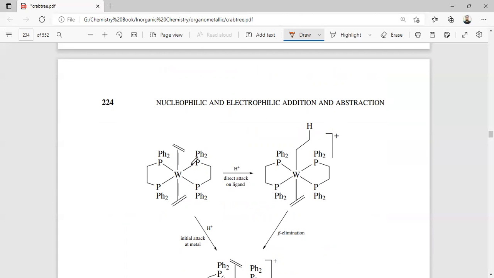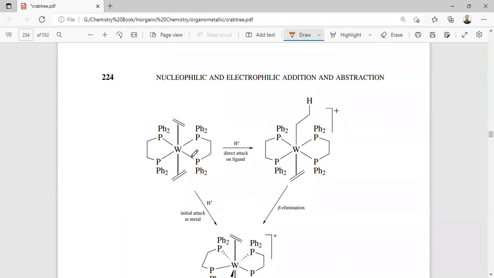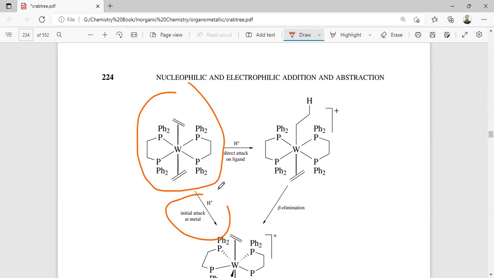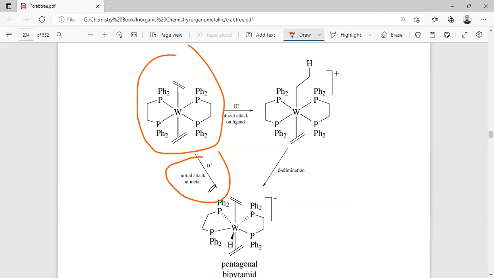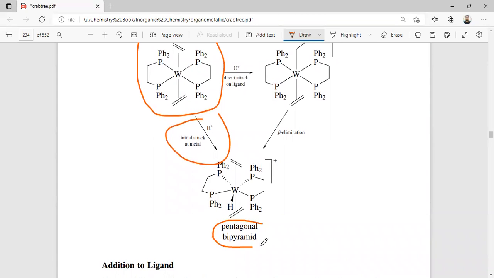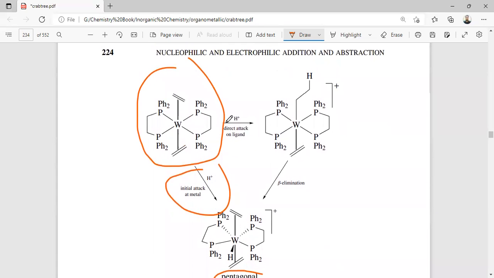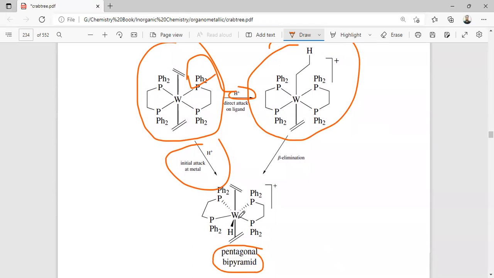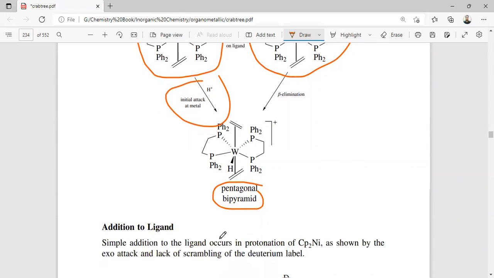So here, for this metal complex, there are two possibilities. One is the direct attack at the metal center to form this metal hydride species, a pentagonal bipyramidal species. Another possibility is that hydrogen first attacks the alkene moiety to form this metal alkyl species. Next, beta-hydride elimination forms this metal hydride species.